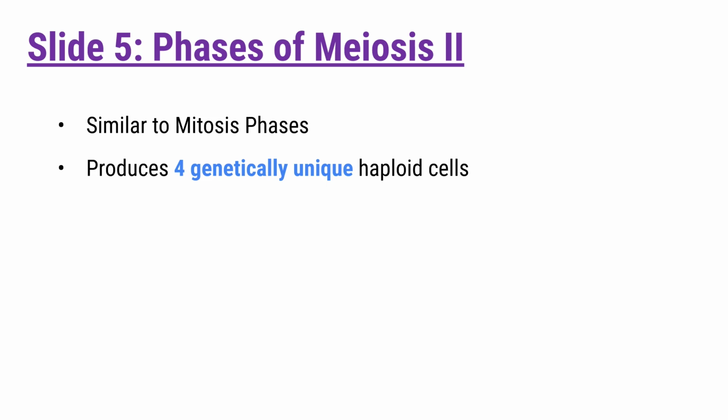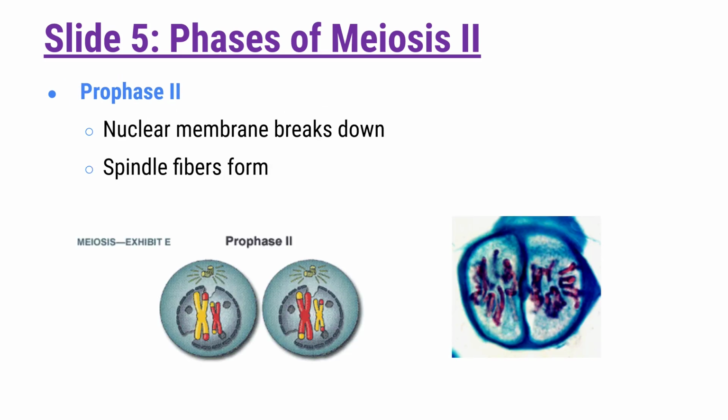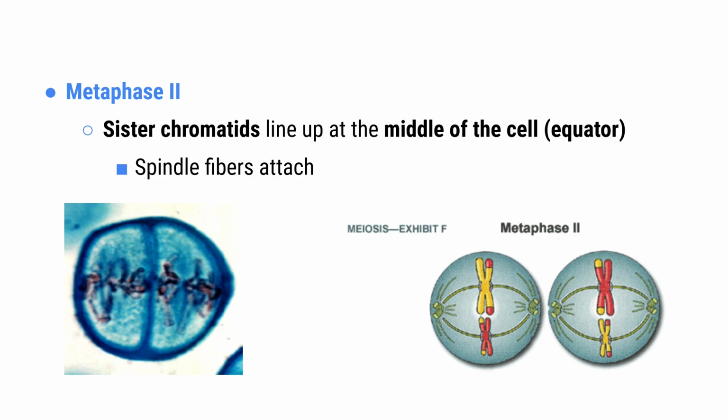This is similar to the mitosis phases, but it's going to produce 4 genetically unique haploid cells. So interphase 2: during the second interphase, the chromosomes are not going to be replicated, and this occurs simultaneously in both of the daughter cells from meiosis 1. Prophase 2, the nuclear membrane is going to break down again and spindle fibers are going to form. Metaphase 2, the sister chromatids line up at the middle of the cell again, or the equator. The spindle fibers will attach again.